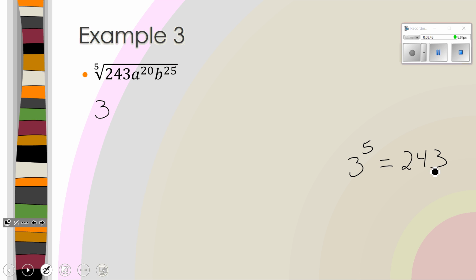How about a to the 20th? We can divide it by 5. Why am I dividing by 5 this time? Because it's the 5th root. So it'll be a to the 4th. I agree. Okay, and then this will become b to the 5th. Any questions about that? And there's your answer. So the 5th root of 243, a to the 20th, b to the 25th, is 3, a to the 4th, b to the 5th.